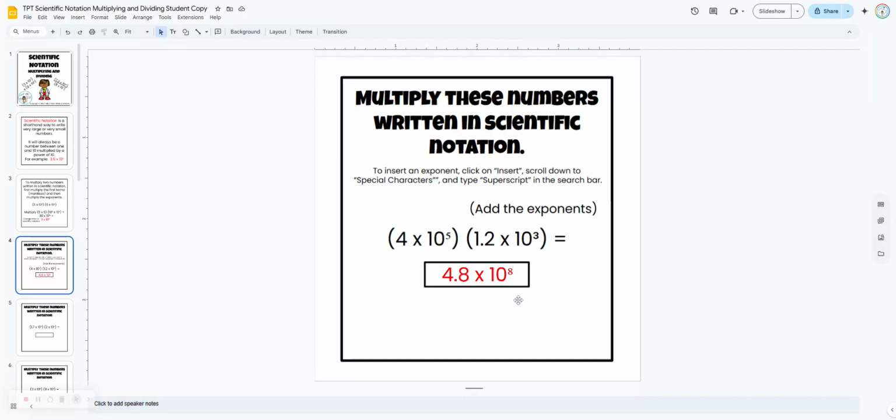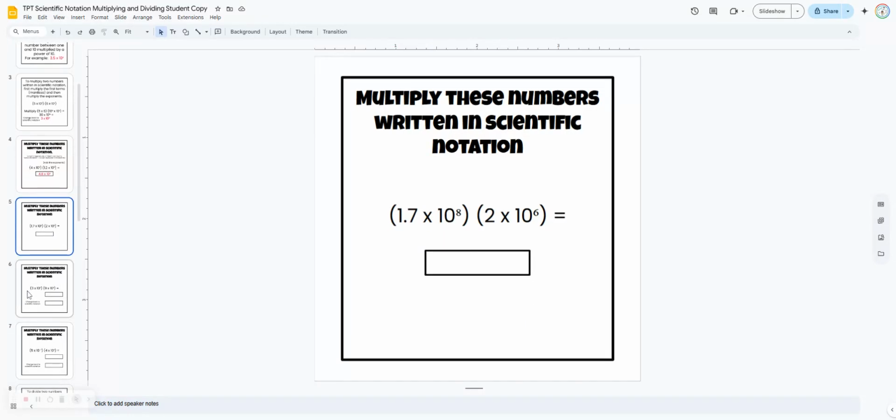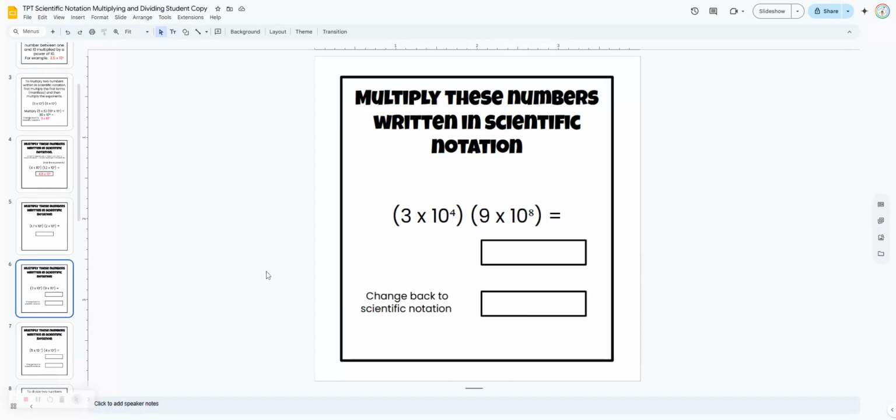So we get 4 8/10 times 10 to the 8th power. It's already in scientific notation, so I don't need to make any other changes. They're going to do the same thing on the next slide. Now, when they get to slide 6, now we're going to get an answer that's not in scientific notation. We're going to multiply 9 times 3 and get 27 times 10. We add the exponents, we're going to get to the 12th power.